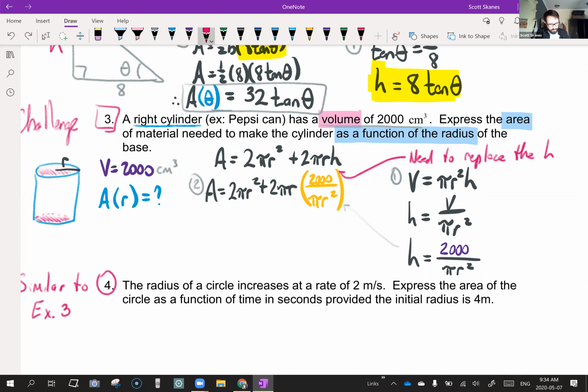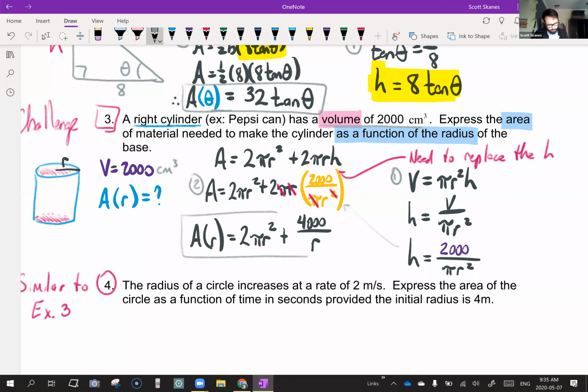So let's look at this. This is fine the way it is. But look, in the fraction here, there's an r on top and 2 r's on bottom. One of these can cancel. You should notice that there's a pi on top and a pi on bottom. They can cancel. And then you'll notice there's a 2 and a 2000. 2 times 2000 becomes 4000. And this will be our final answer. Our area as a function of radius is 2 pi r squared plus 4000 divided by r. That's our final answer.